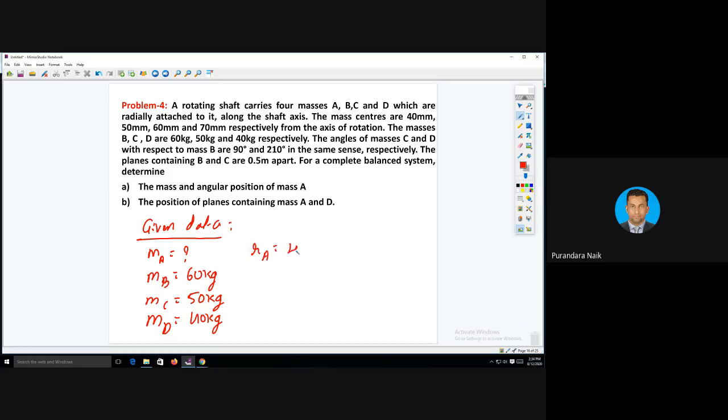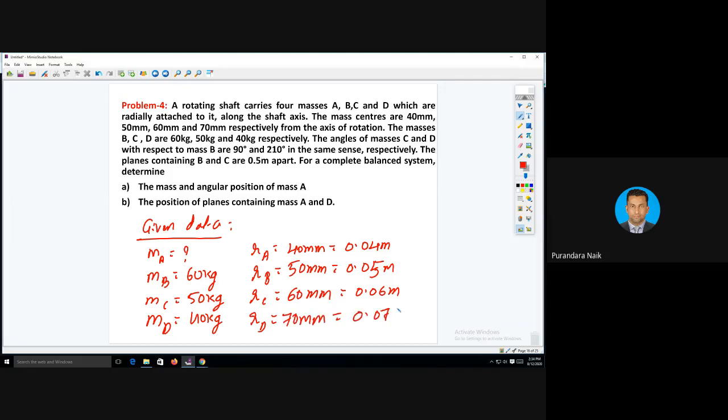RA is 40 millimeter, equal to 0.04 meter. RB is 50 millimeter, equal to 0.05 meter. RC is also given, that is 60 millimeter, equal to 0.06 meter. RD is also given, that is 70 millimeter, 0.07 meter. This is the first set of data.